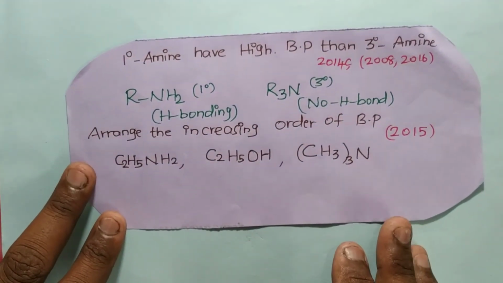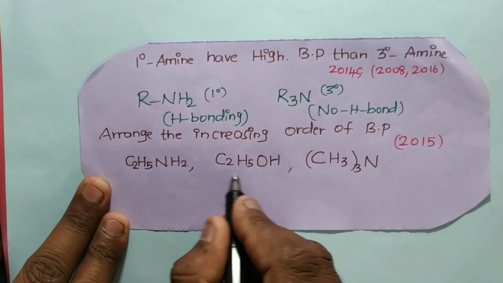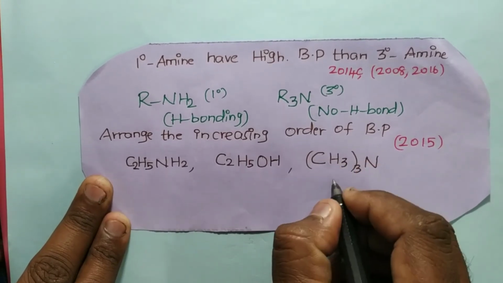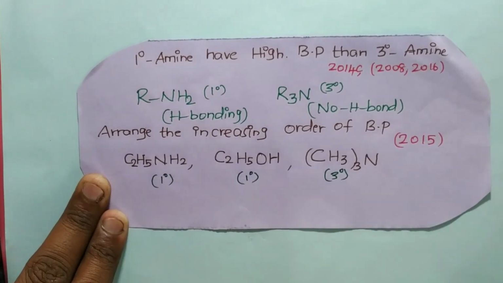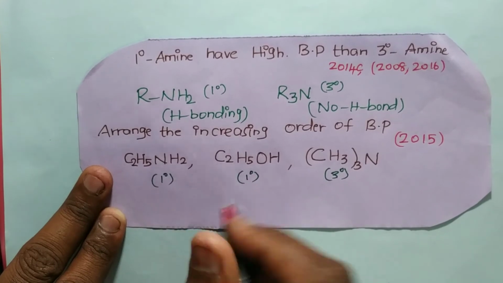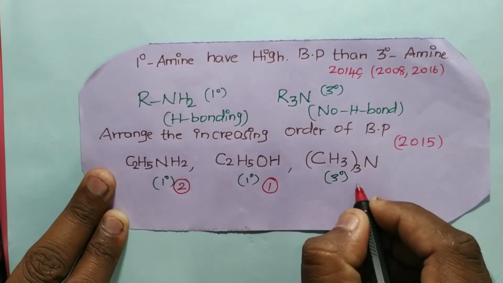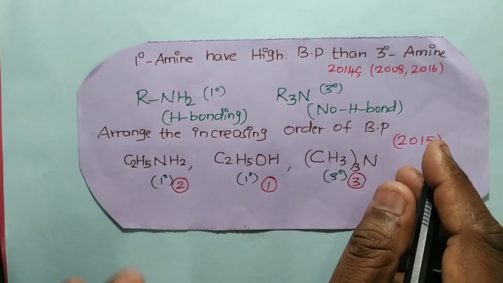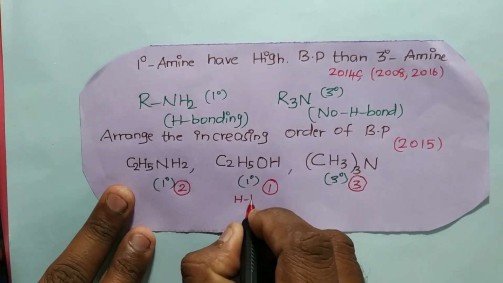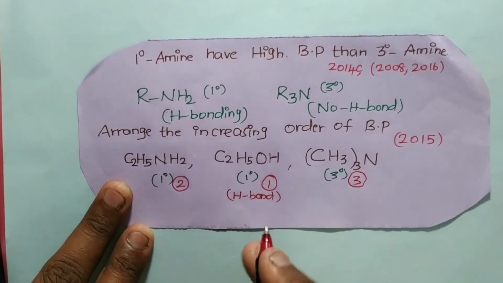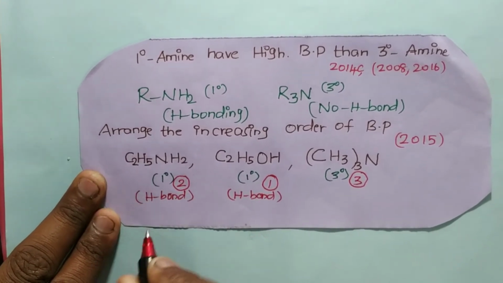And the next one is: arrange in increasing order of boiling point. This is also very, very important. You just look out. Here alcohol is given, 1 degree amine is given, and 3 degree amine is given. Alcohol will have the position number 1. Why am I getting alcohol as position number 1? Because it forms hydrogen bonding, and that hydrogen bond will be very strong. Here also it forms a hydrogen bond because it's a 1 degree amine, am I right?